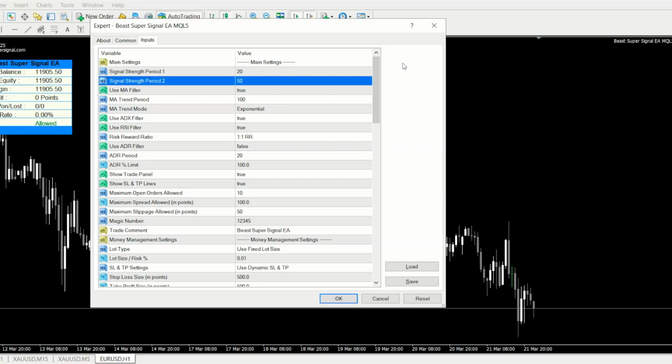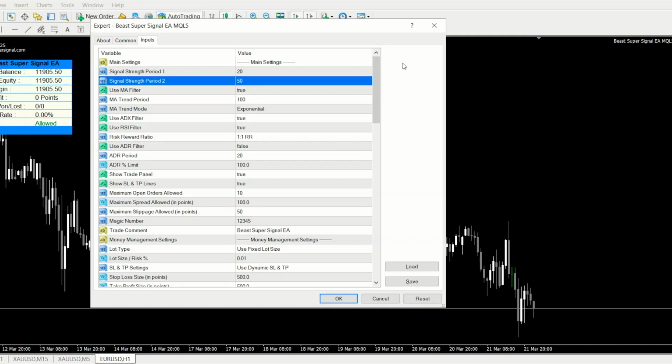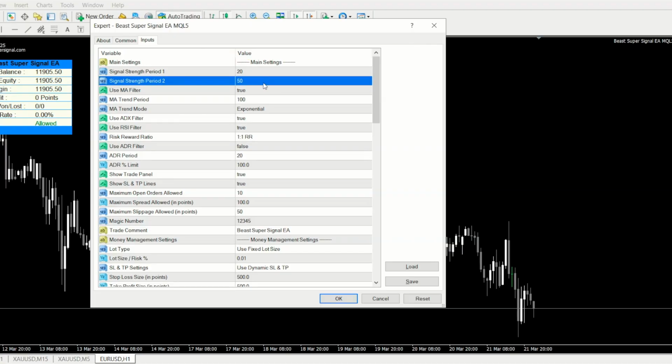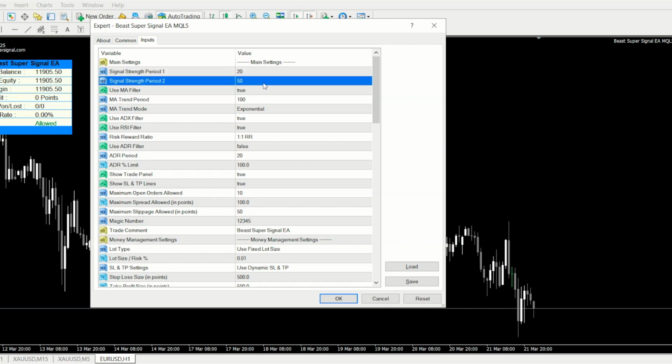Increasing these values from 20 and 50 will reduce the amount of orders you'll have, and if you decrease them, it's going to increase the amount of orders. Now, I have the term here, period. These are not moving averages. Don't confuse these to be moving averages. They have nothing to do with a moving average. This actually is on the next setting here. So these don't have anything to do with a moving average, so don't confuse them.